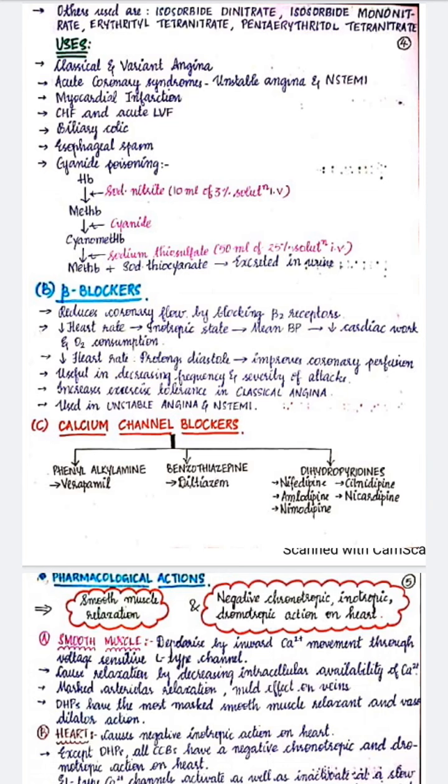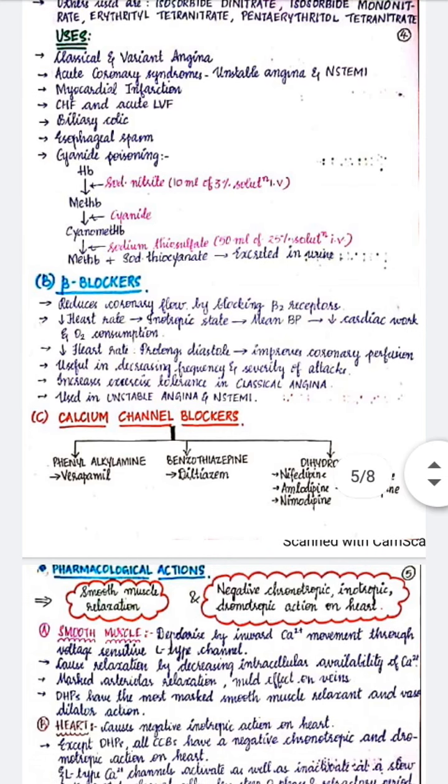So here goes the mechanism. Hemoglobin first binds with a nitrate compound, that is sodium nitrite, to form methemoglobin. This, when combined with cyanide, forms cyanomethemoglobin, which further interacts with sodium thiosulfate to form methemoglobin and sodium thiocyanate, which is excreted in the urine.